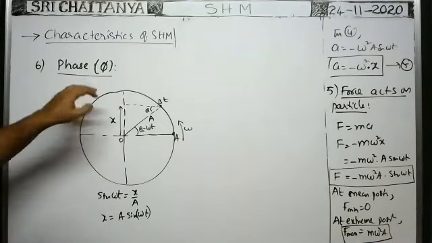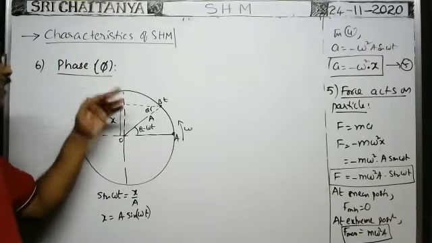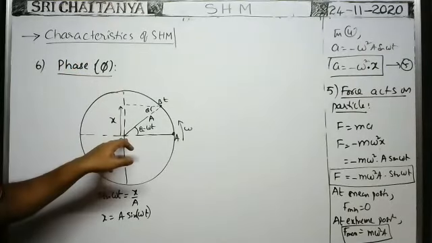That physical quantity which represents the position and direction of motion of the particle with respect to the mean position.